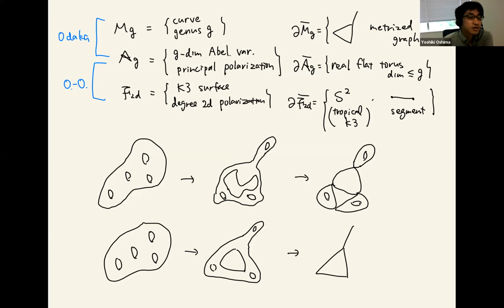So he considered these two cases. And in a joint paper, we show that such a compactification of Ag appearing in Odaka's work is isomorphic to Satake's compactification, and we apply the same method to K3 surfaces.